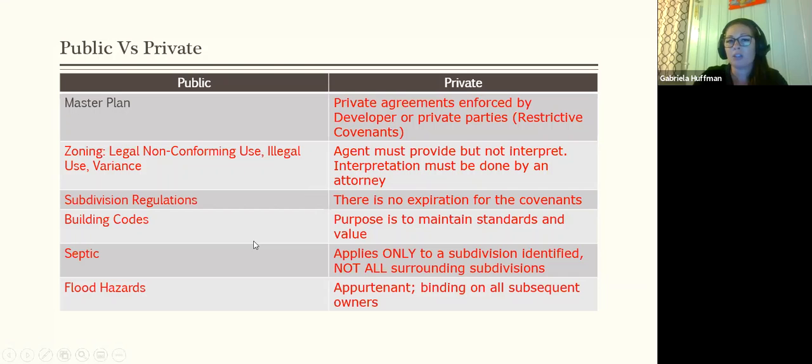A business, let's say a commercial business, that was placed in a residentially zoned area and was not given permission to be there, is illegal. It was not legally established. Subdivision regulations, I have its own slide on. Building codes is a state-wide regulation. So the state of North Carolina has codes in place. The purpose of this is for safety.